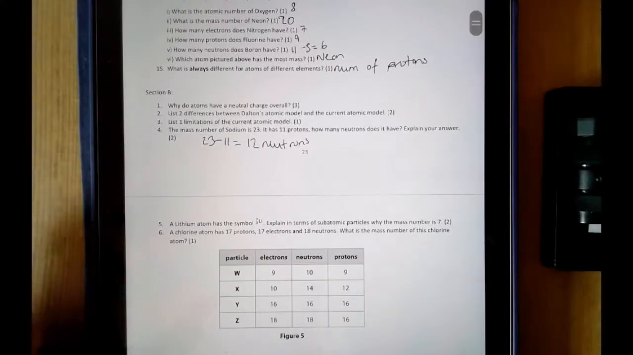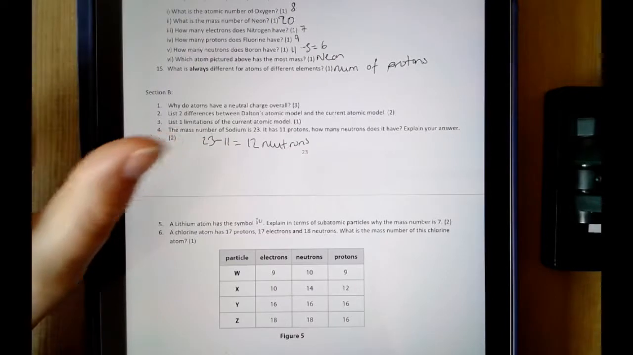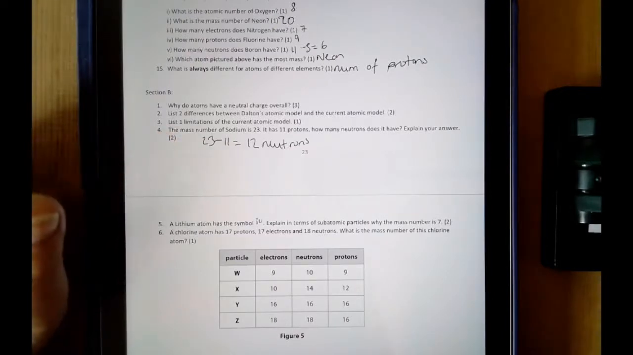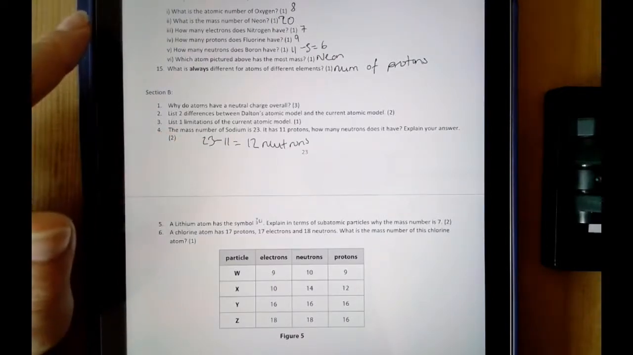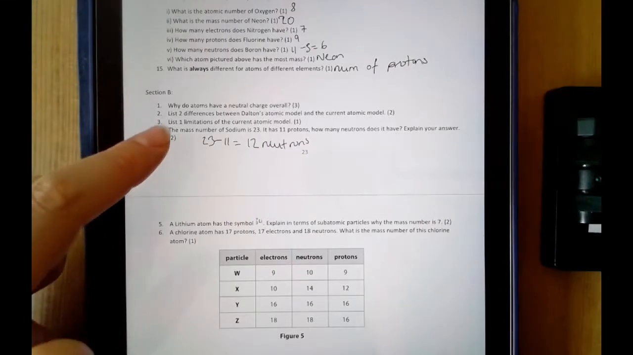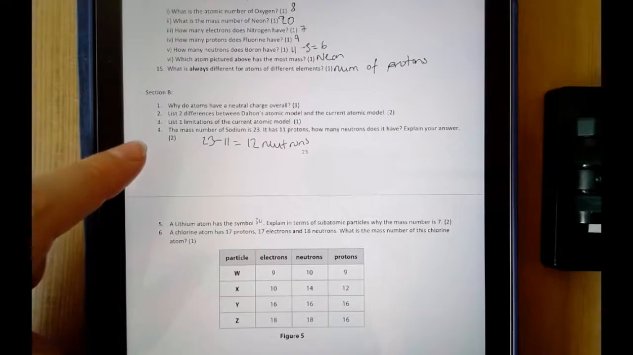For question 2, two differences between Dalton's and the current model. Difference 1 would be that you can split atoms into simpler particles. Difference 2 would be that atoms are mostly empty space, not tiny solid spheres. Question 3, a limitation of the current atomic model: it doesn't correctly represent scale.